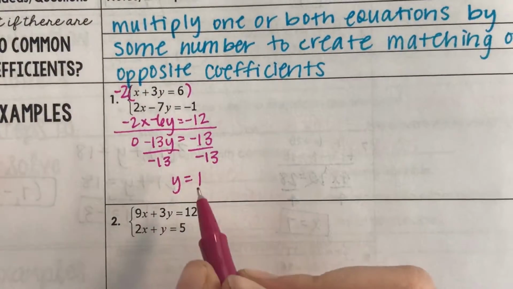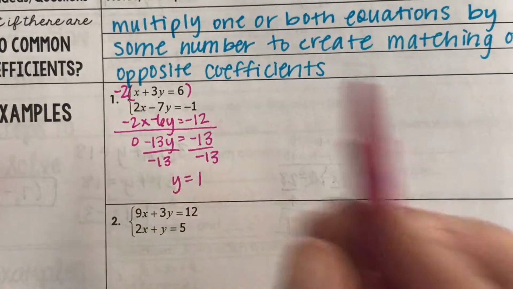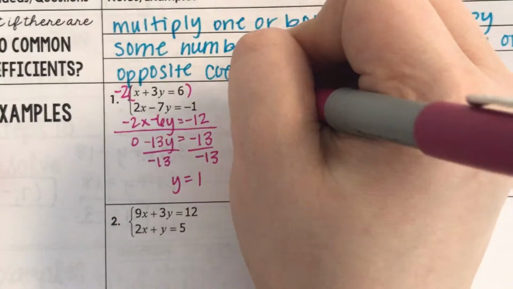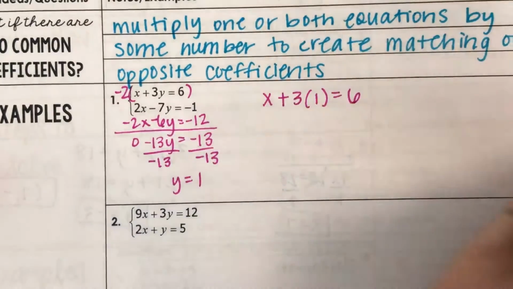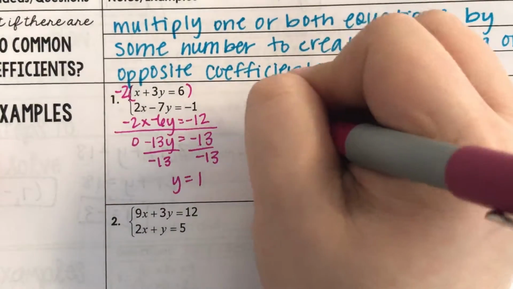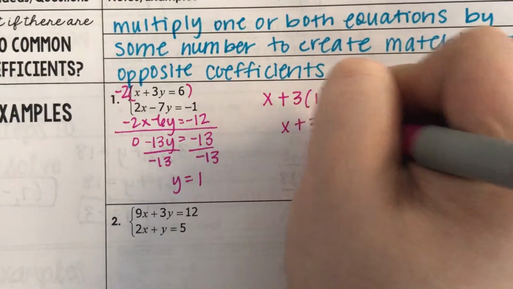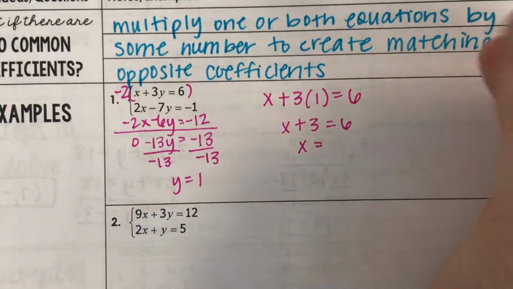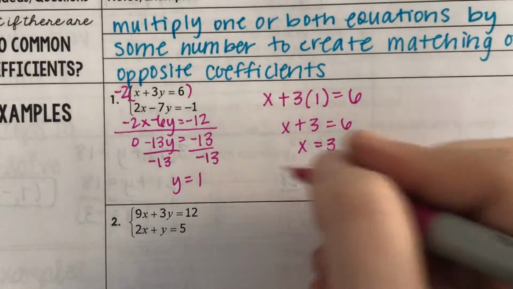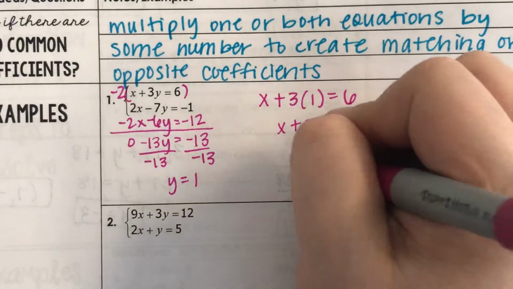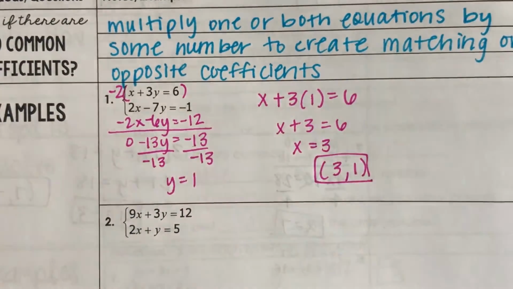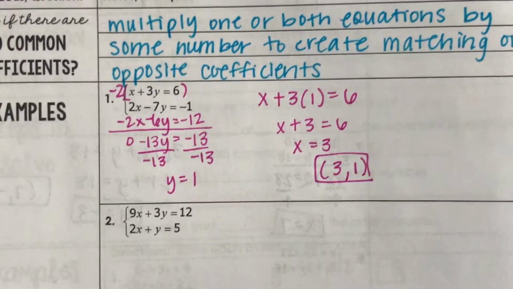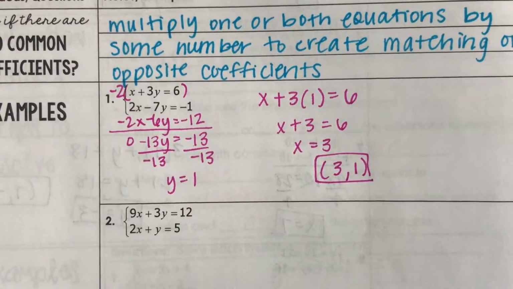So I can take that and plug it into any of these equations up here. I'm probably going to pick the first one because it looks easier. x plus 3 times 1 equals 6. x plus 3 equals 6. If I subtract 3, I get 3. So y equals 1 and x equals 3, so my solution is (3, 1). Okay, so that one was kind of an easy one. So let's move on and do a little bit of a harder one.